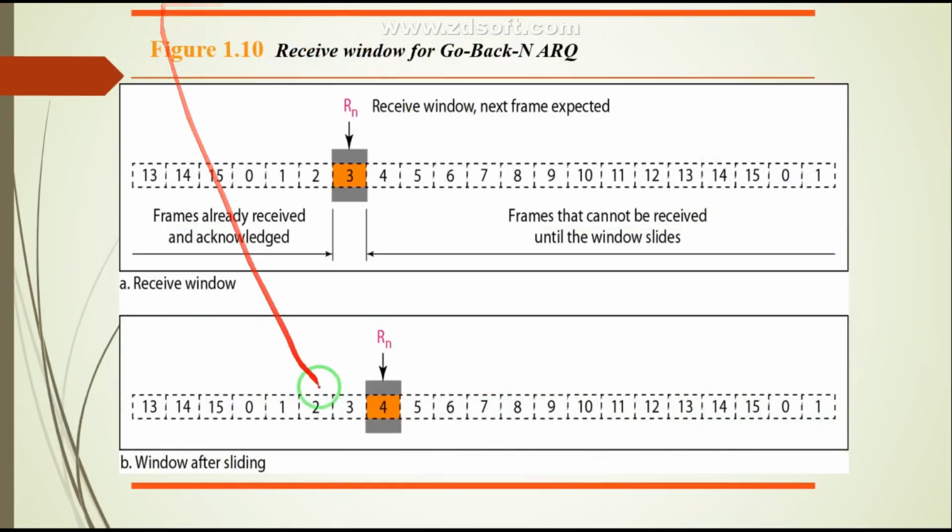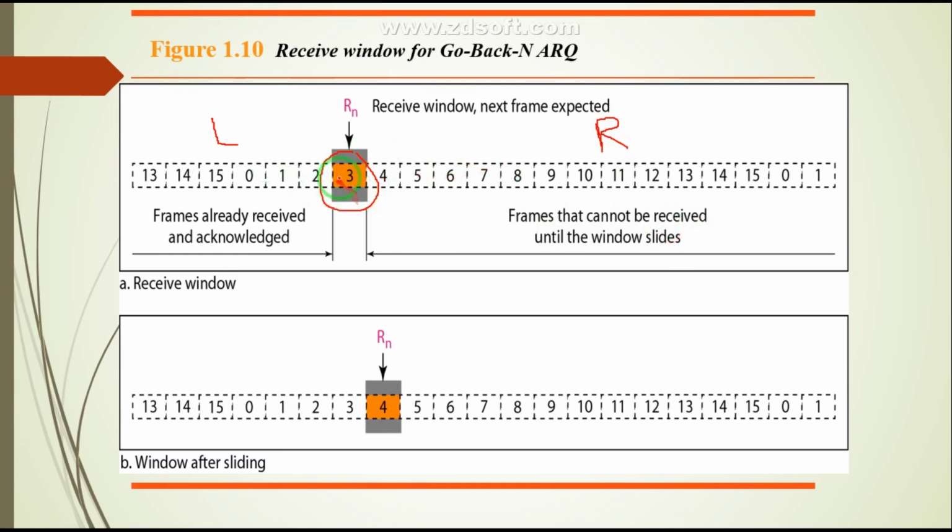So you can observe on the screen that the receiver is always looking for a particular frame. Over here, Rn is equal to 3. It means the receiver is going to expect frame number 3. Again, the size of this window is only 1. Now the left side of this window are the frames that are already received and acknowledged, whereas to the right of this window are the frames that can't be received until this window slides over here.